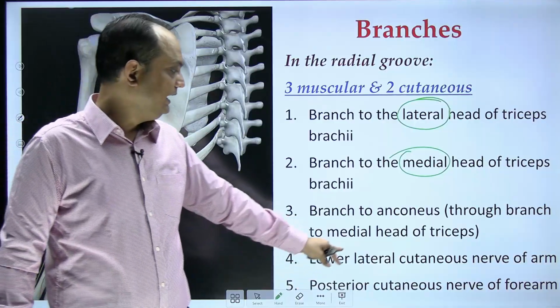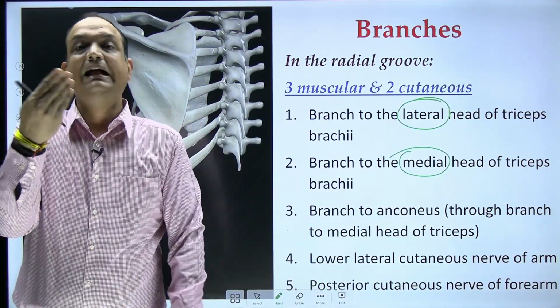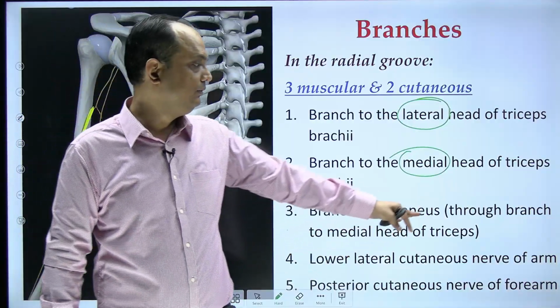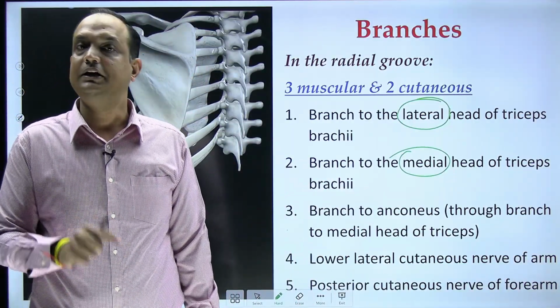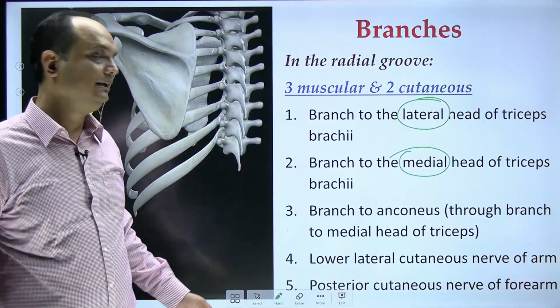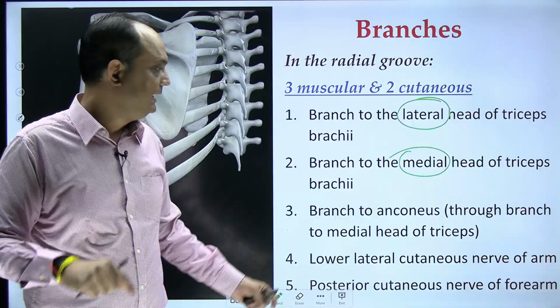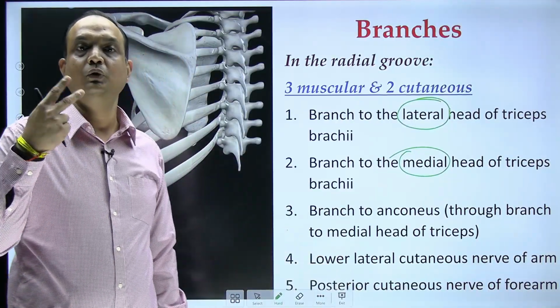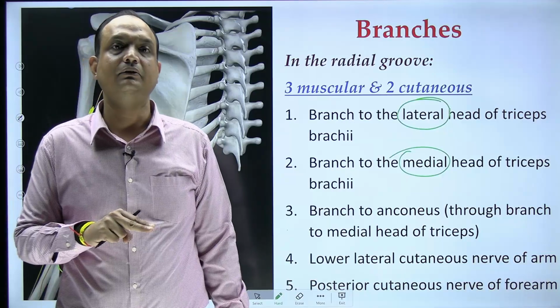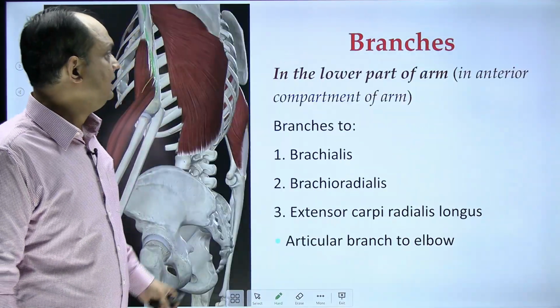Clear? Now the lower lateral cutaneous nerve of the arm supplies here. The upper lateral cutaneous nerve is a branch of the axillary nerve, and the lower lateral cutaneous nerve of the arm is a branch of the radial nerve, which arises in the radial groove. So you have seen that there are a total of 3 cutaneous nerves. One arises in the axilla and 2 arise in the radial groove. And there are 2 muscles which are supplied by the radial nerve here. One is triceps and one is anconeus.